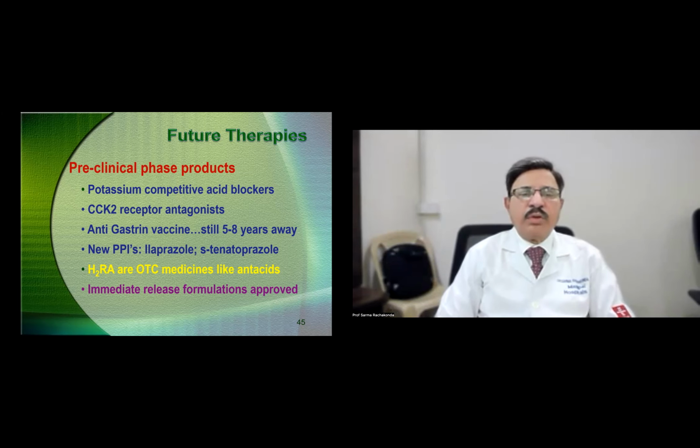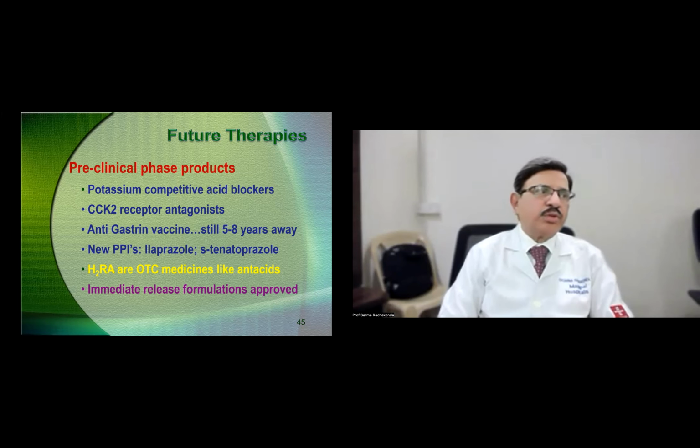You don't have to give it twice a day. Pantoprazole, you can give it twice a week or even once a week. Pantoprazole is an even longer acting PPI. H2RAs and OTC medications like antacids are being used left and right, so one has to be very careful about the OTC medicines. Immediate release formulations are also approved.